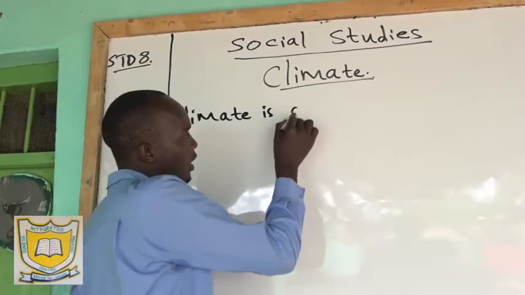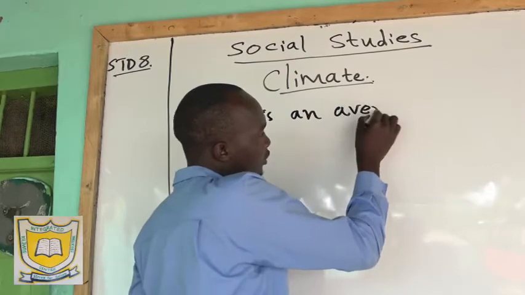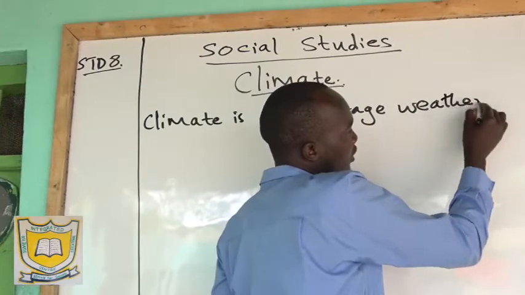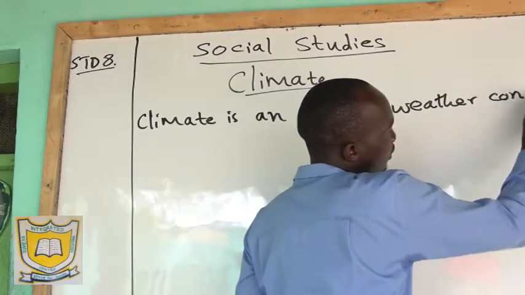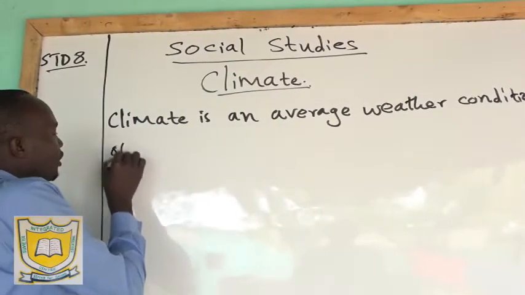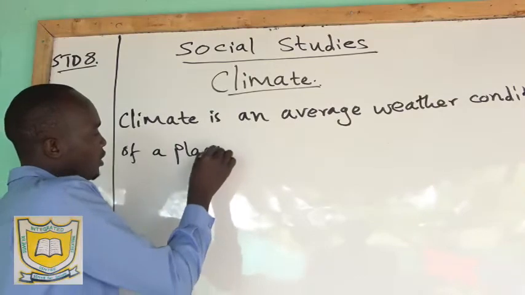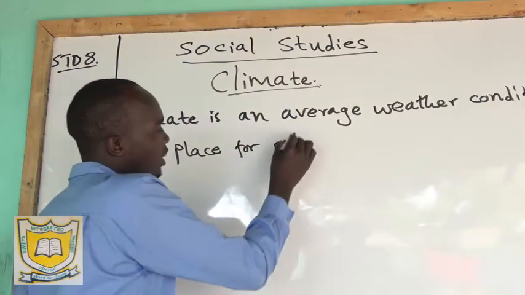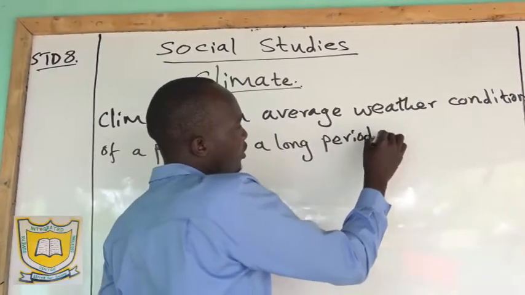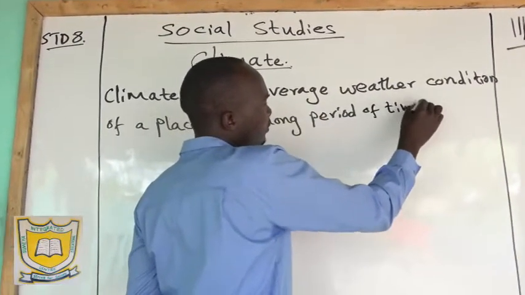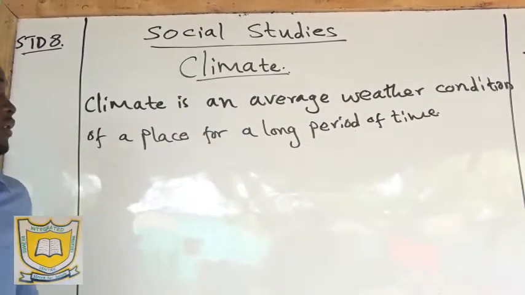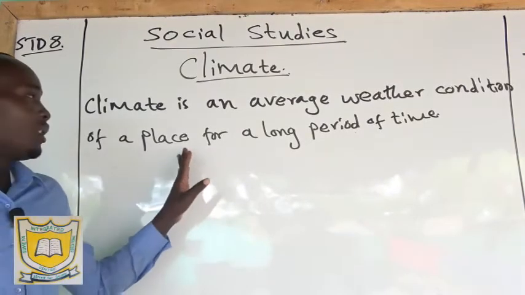is an average weather condition of a place for a long period of time. An average weather condition of a place for a long period of time. Now, this is what we call climate.